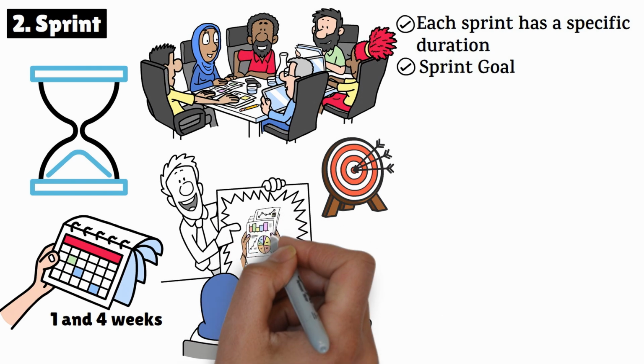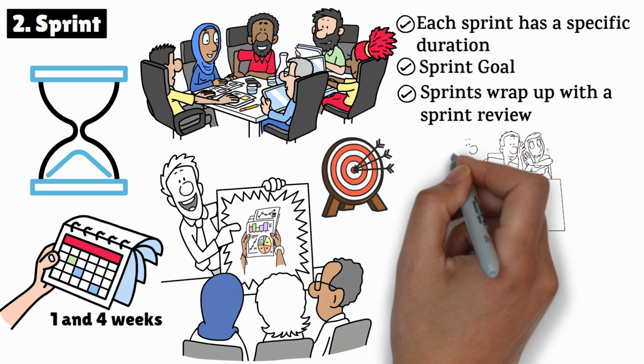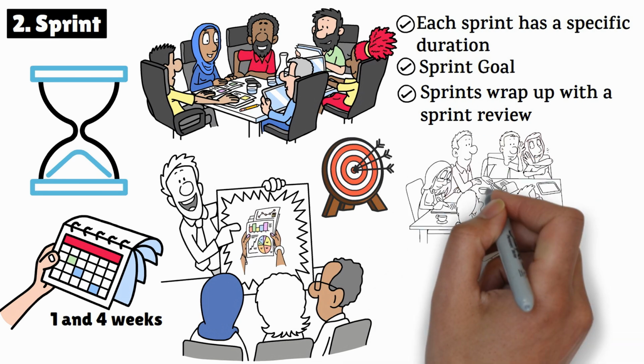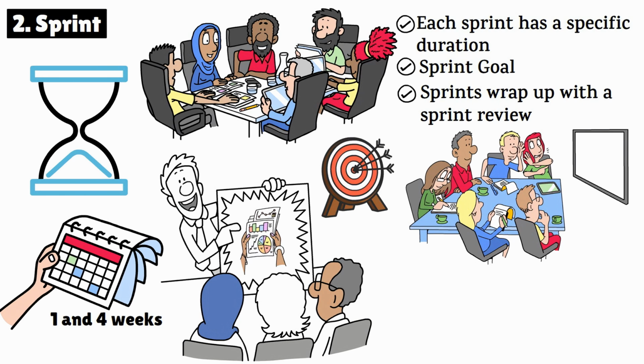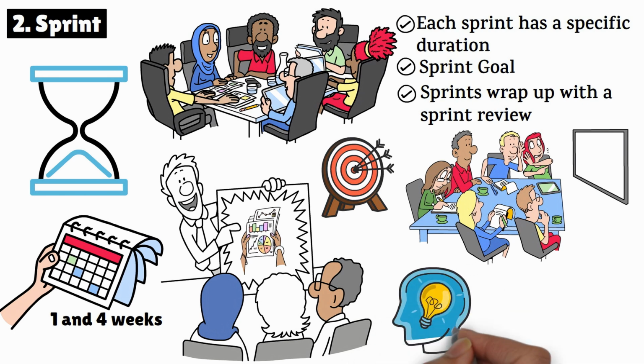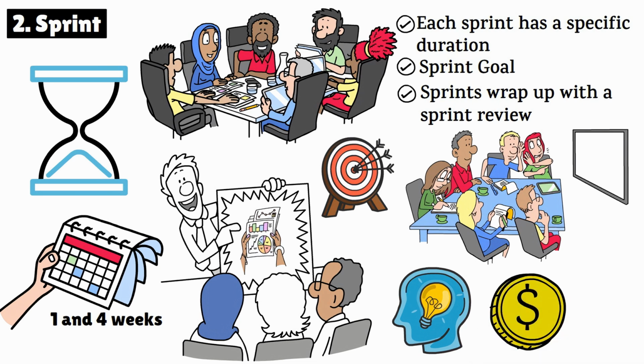achieve by the end. Sprints wrap up with a sprint review, a feedback session where the team and stakeholders reflect on what's been accomplished and make any needed adjustments for future work. These regular intervals help the team stay focused and keep momentum, allowing them to deliver consistent value without overwhelming workloads.